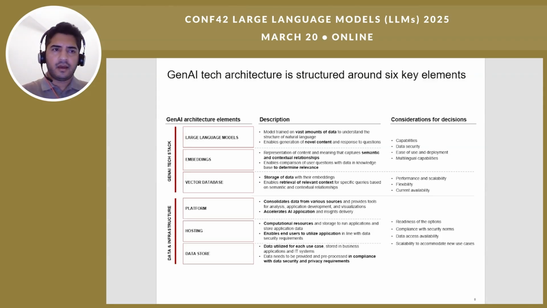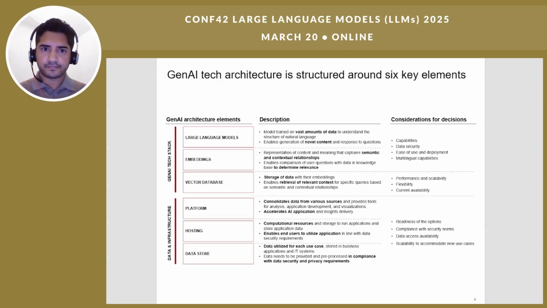And what should be your decisioning criteria to choose LLMs or the embeddings or the vector database? Now, to choose the large language model and embeddings, definitely its capabilities, right? It's not just one large language model that is going to cover or solve all kinds of use cases for you. So you have to understand the capabilities. The second is the security aspect of it. The third is ease of use. And the fourth is multilingual capabilities that you also need to think of.